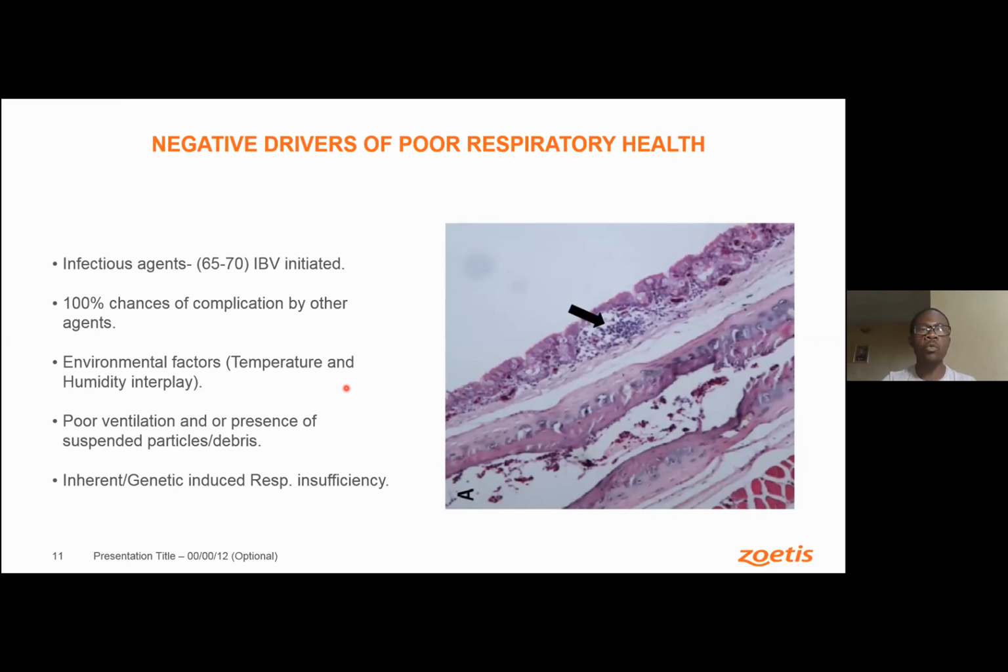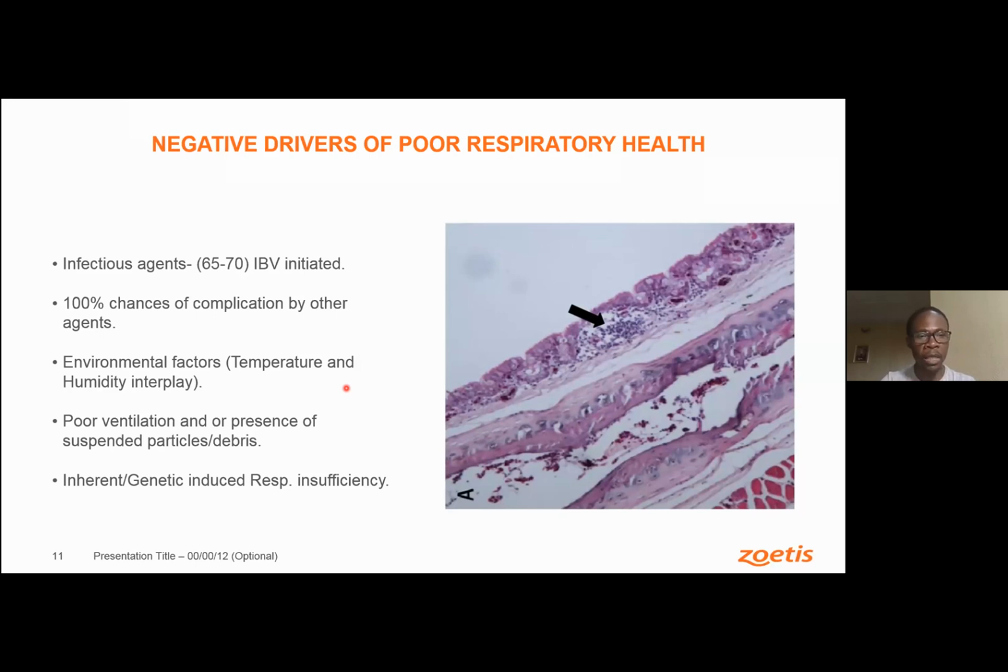Complication. So in most cases, you have a primary infection being induced, bronchitis, mycoplasma, and then you have a secondary infection, in most cases, E. coli. And in some cases, you have 3 of them coexisting together. Then environmental factors like temperature, like humidity, if not properly controlled, can also be negative drivers.